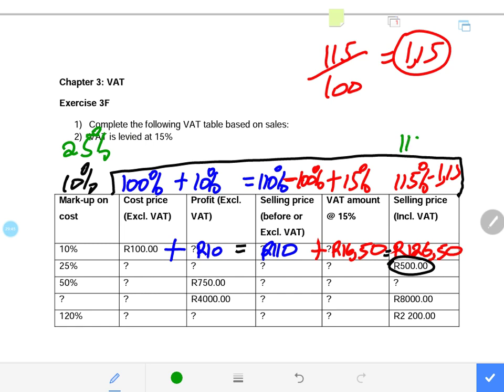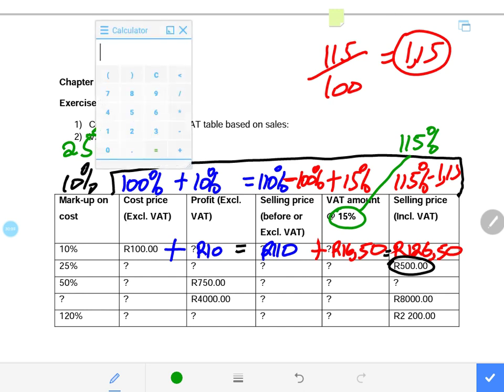So now what are we looking for? We are looking for 15% out of the amount that is 115. So what do we do? Very easy. We say 500 times 15 divided by 115. It gives us 65 rand 22 cents. Let us verify that: 500 times 15 divided by 115 gives us 65 rand 22 cents.